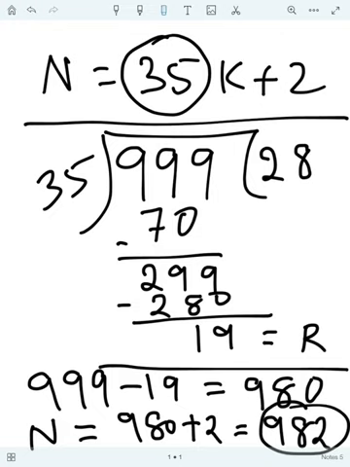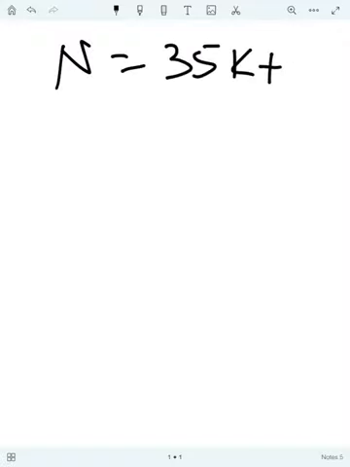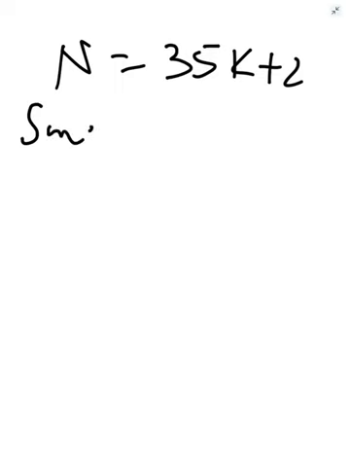Now there may be some different type of question also asked in this question. Equation is 35k plus 2. We have found the highest 3-digit number. A different type of question will be, what is the smallest 4-digit value of n?